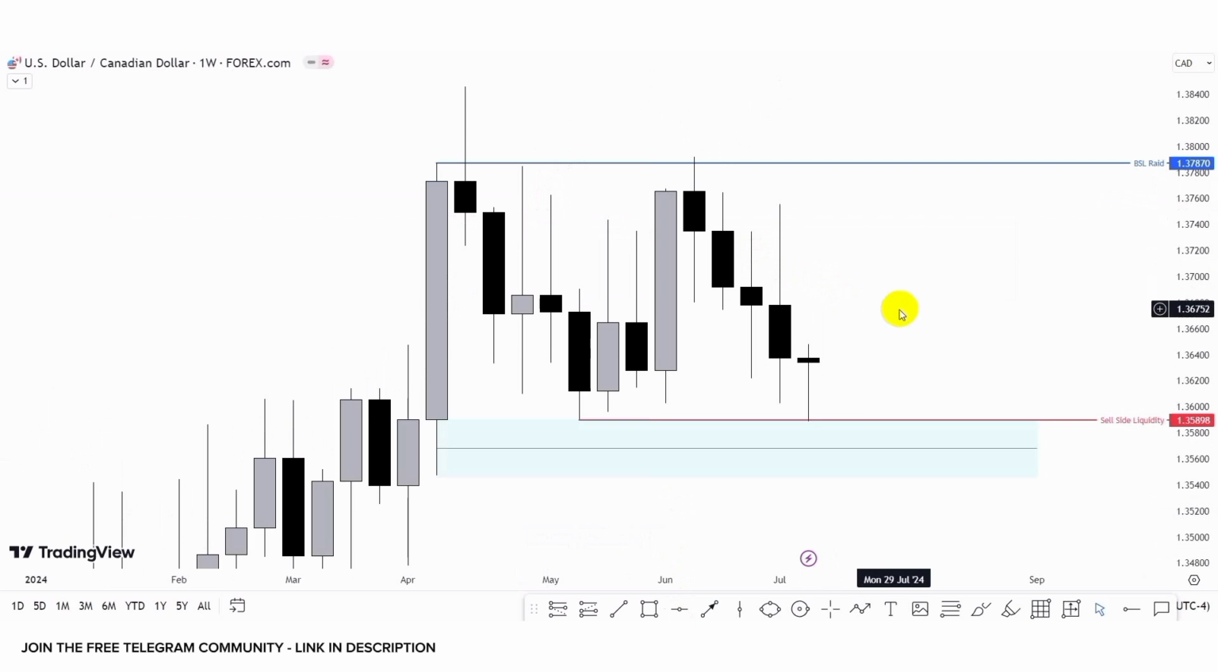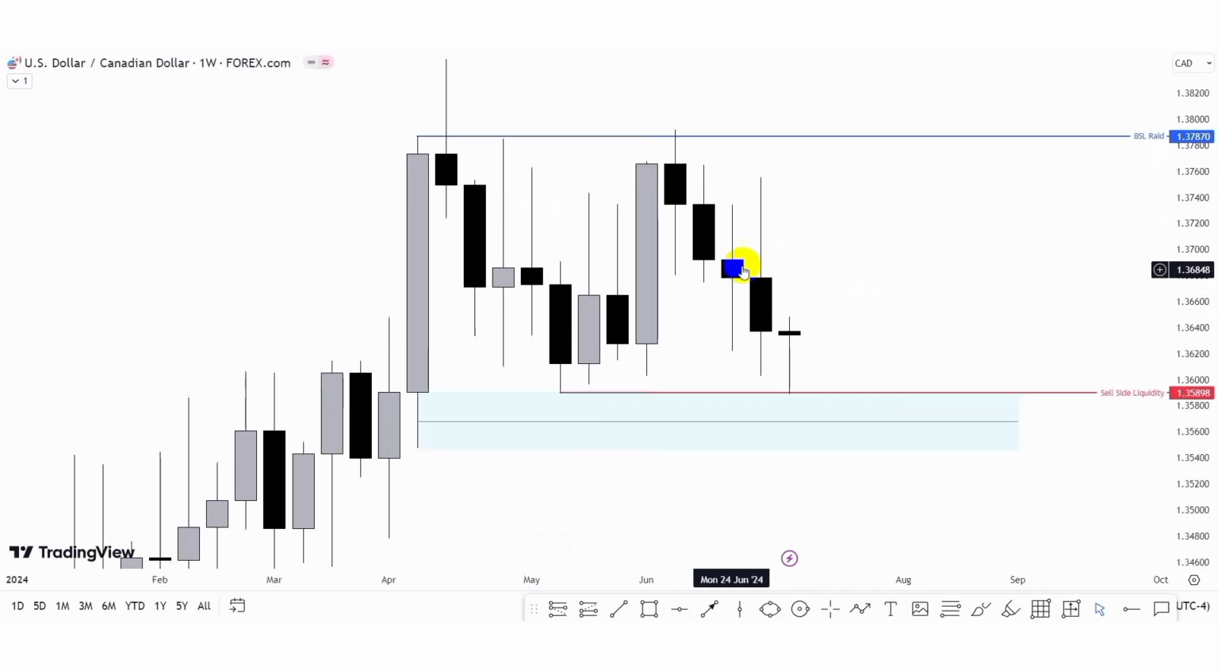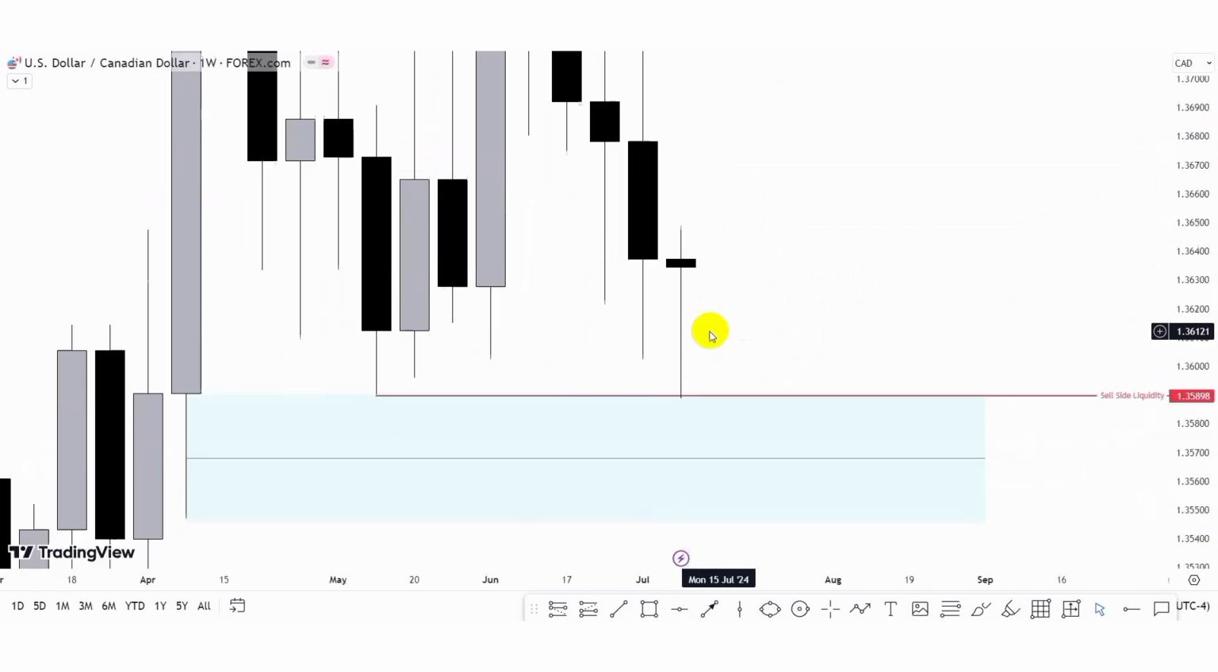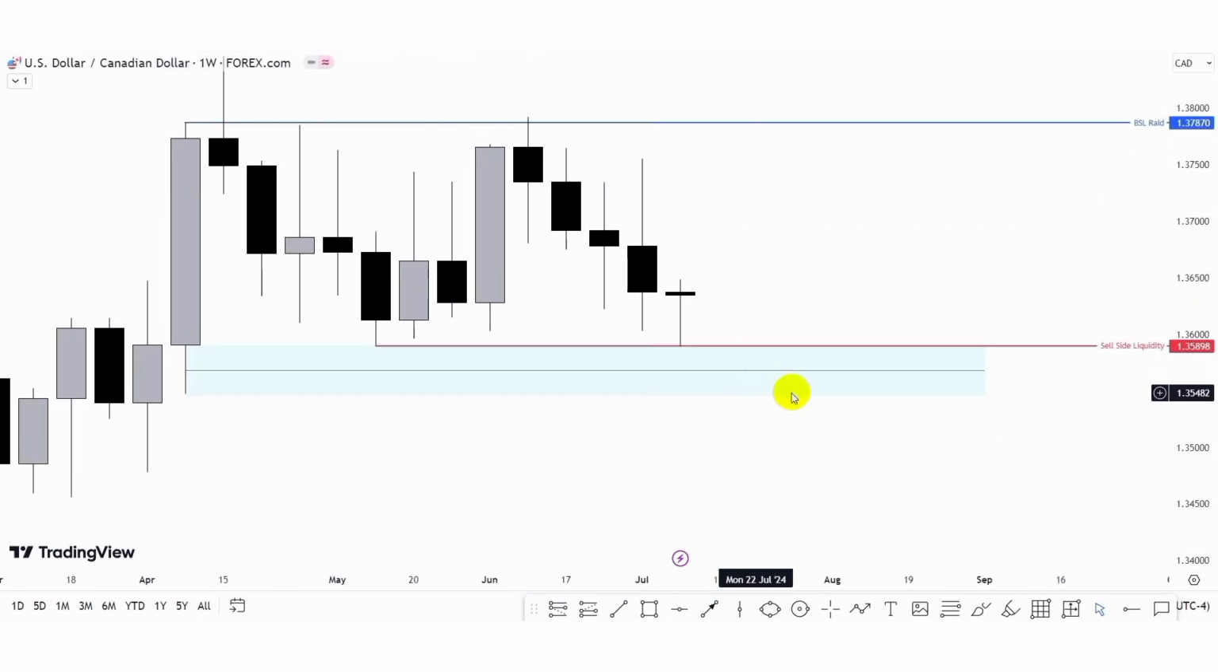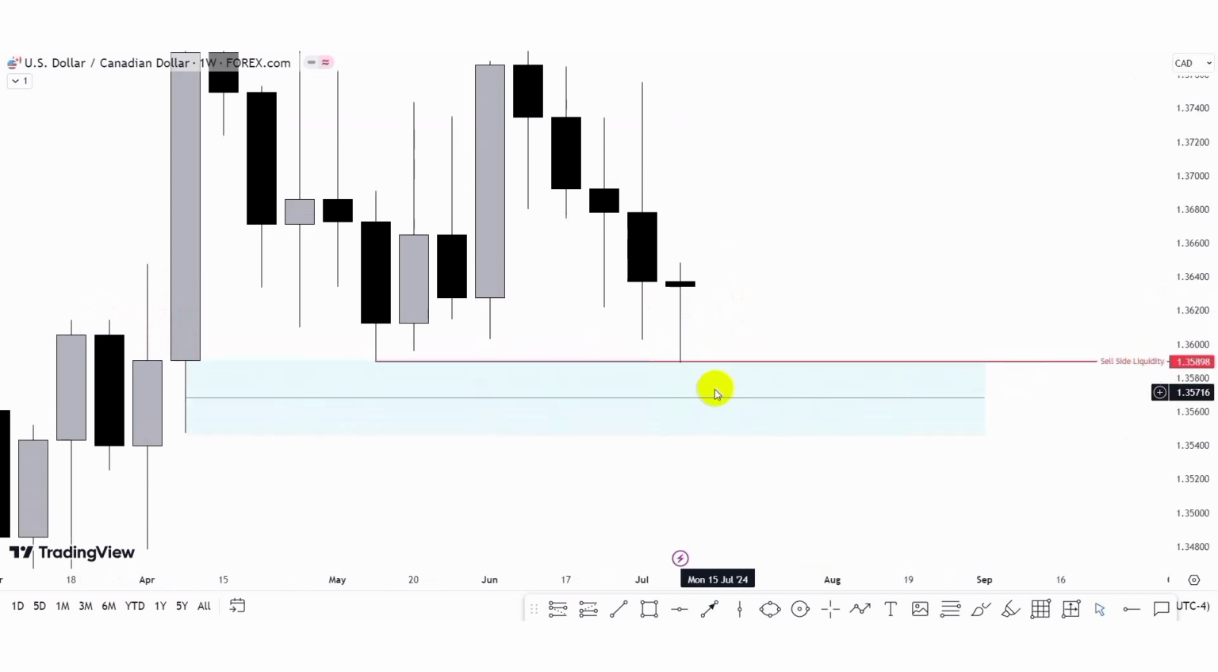So for the USD CAD, based on the weekly time frame, I was actually expecting to see price push further to sweep the sell side liquidity, which we can see that price actually swept. I was looking for price to come into this zone, this order block resting here, to mitigate this week, then we could possibly consider a bullish move. So you can see that we actually have the sweep of those low points, and then price tapped into the zone, and then you can see price faced this rejection to the upside.